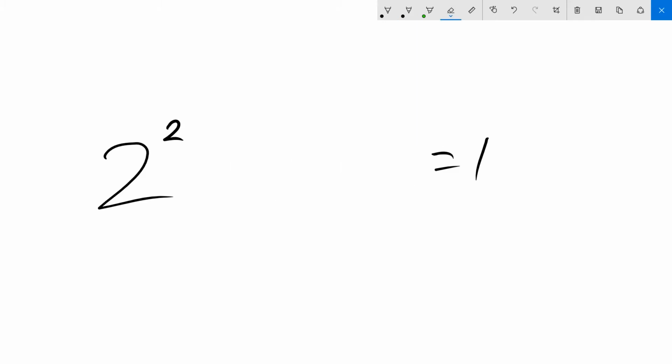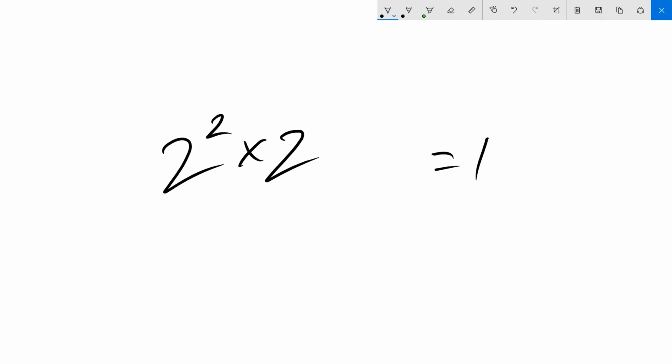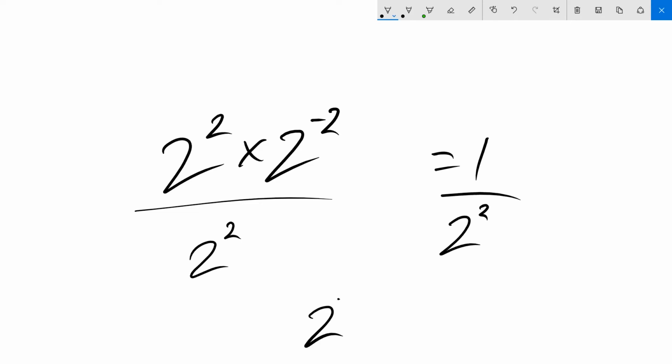If I divide both sides by 2 squared, I'm going to get 2 to the negative 2 is equal to 1 over 2 squared, which is 1/4. Yeah? Does that make sense?